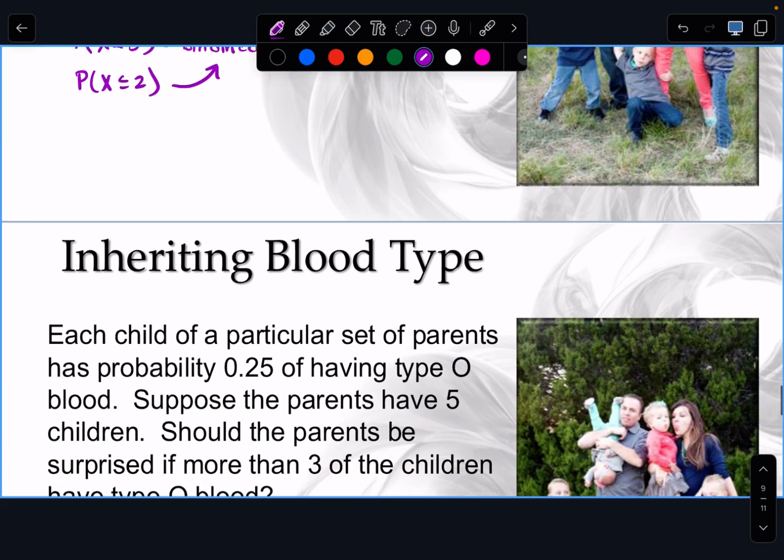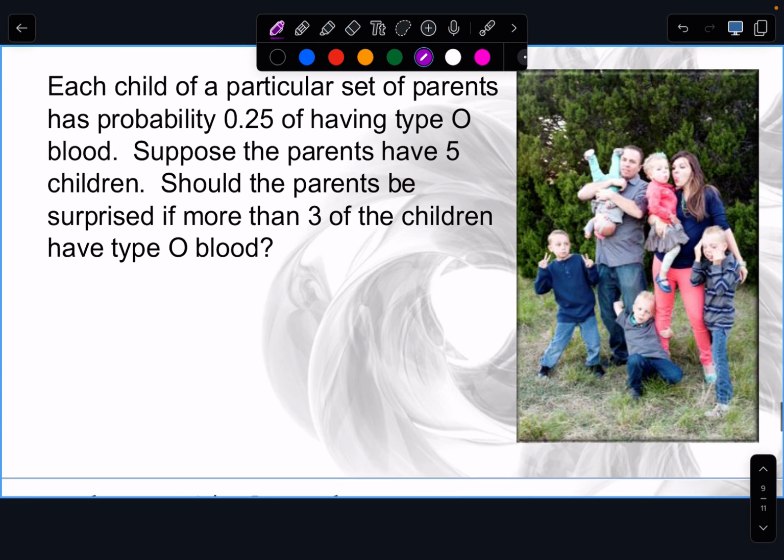When we switch to greater than, so should the parents be surprised if more than 3 of the children have type O blood? So now we're saying, what's the probability that x is greater than 3? Now in this case, when we use the calculator, when we use that binomial CDF function, just like our table A only could calculate things to the left, my binomial CDF can only calculate probabilities less than. It's always going to start at 0 and work its way up until you tell it to stop.